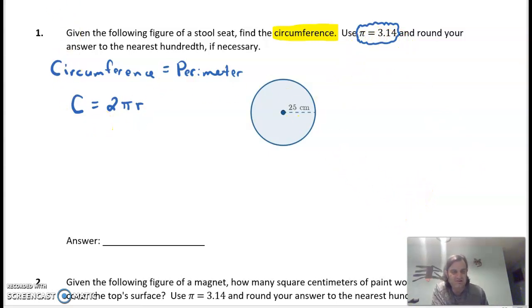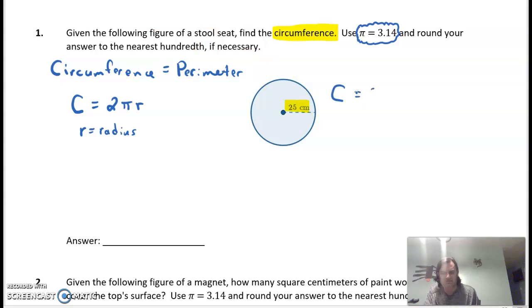In doing this problem, we're just going to take the radius. That's what r stands for. R equals radius. And we're going to notice that the radius of this thing is halfway across the circle, which is 25 centimeters. So in plugging this in, our circumference will be 2 pi.